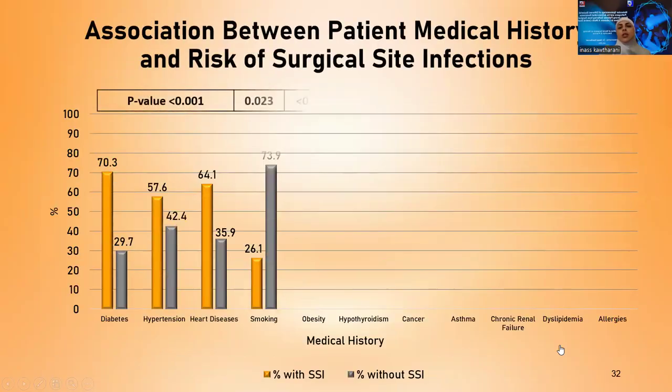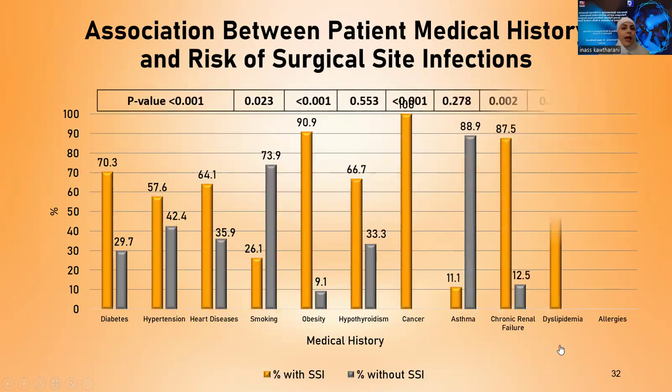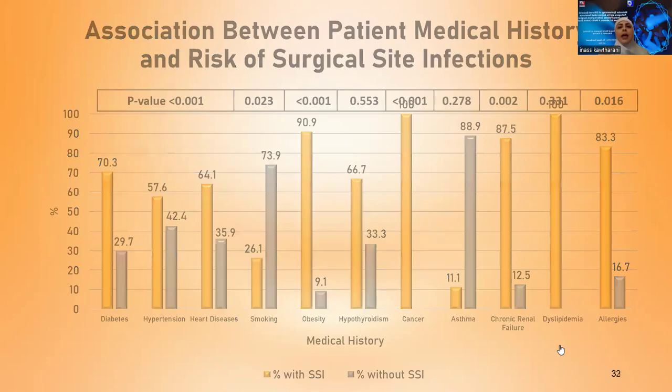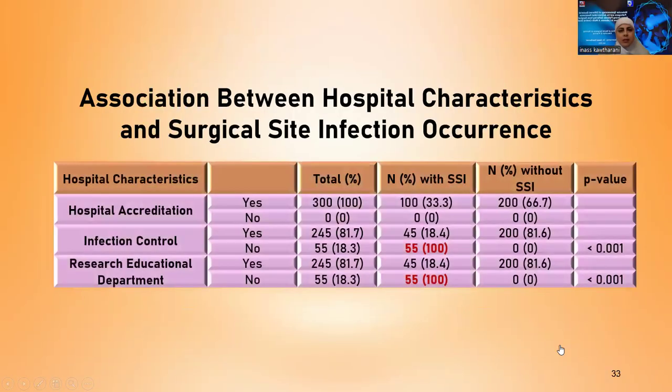And regarding the association between patient medical history and the risk of surgical site infections, several comorbidities were identified with a variety of frequency and association. We showed that diabetes, heart disease, obesity, cancer, chronic renal failure, and allergy reported a higher rate of surgical site infection with a significant association, where the p-value was less than 0.05. And now I want to skip this slide.